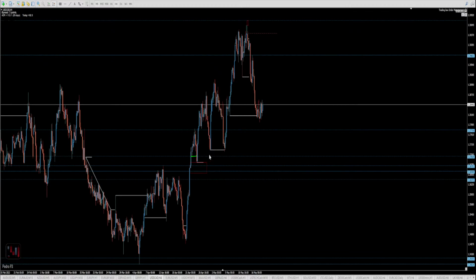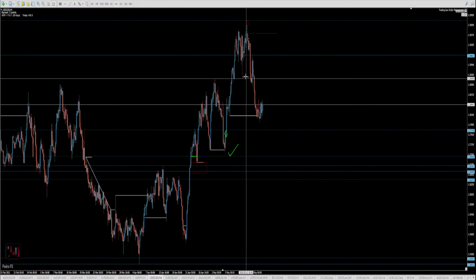Maybe price can actually bounce from here. We'll see. There is still as well this level in here that may price react from. If we have this level.